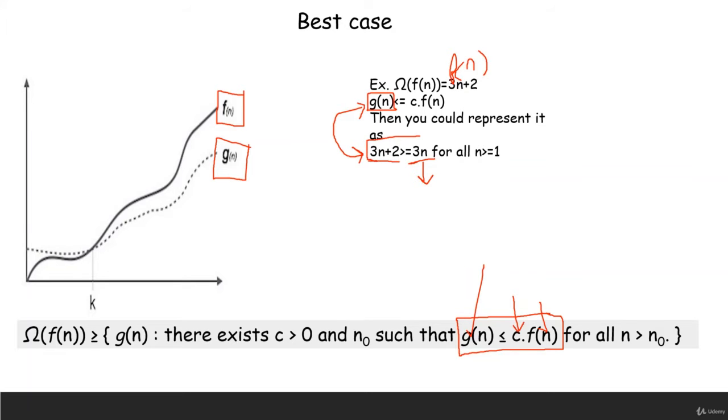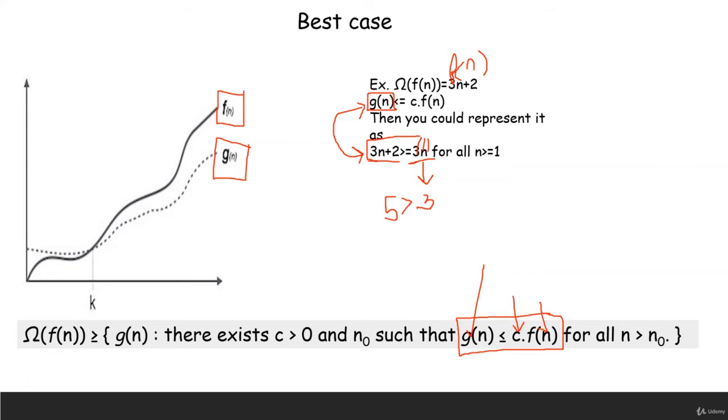How? I checked it by inputting each integer into it. For example, n equals 1. As soon as I put 1 into it, 3 into 1 is 3, plus 2 is 5. So 5 is greater than or equal to 3. It means that it is satisfying the equation.